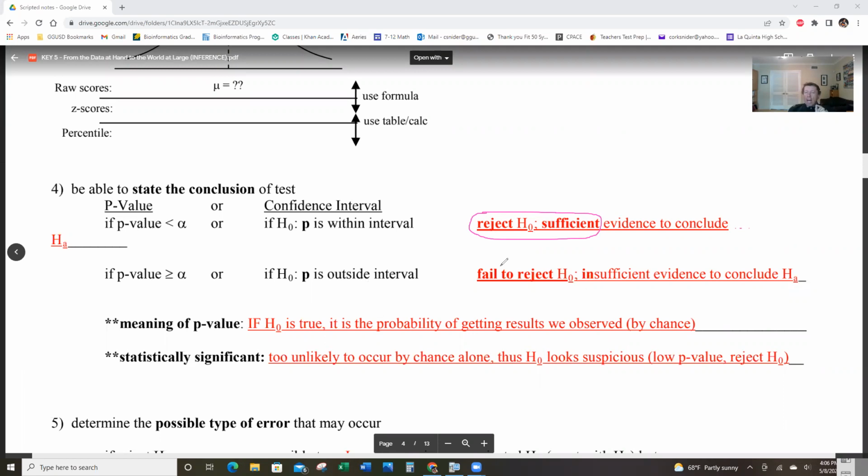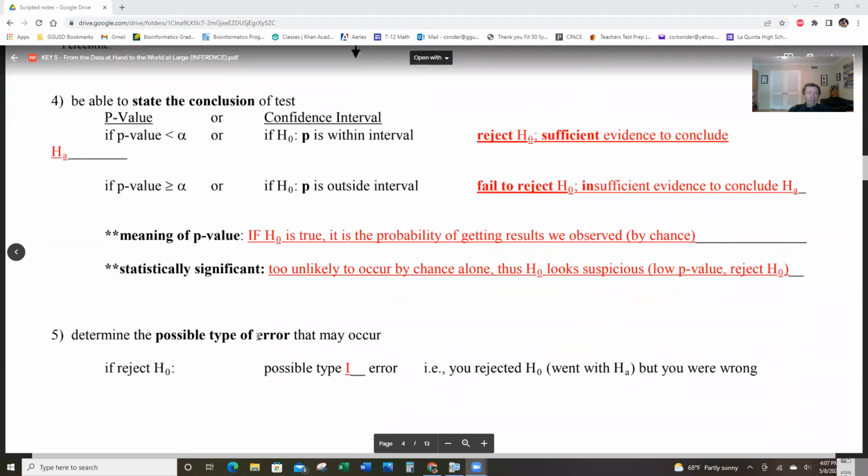If the p-value is high, your first sentence will be fail to reject H0. And then you'll say there's insufficient evidence to conclude, and then you'll write whatever is HA in context. Okay. And just a couple of small notes. That's pretty important. Again, it's more important in the AP class than it is in this particular class.